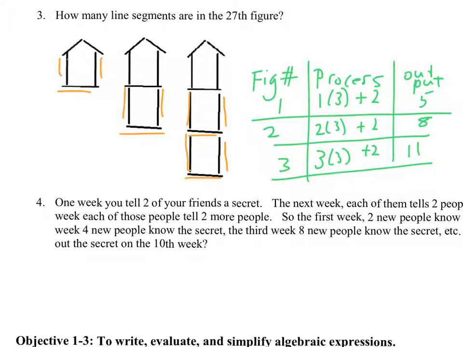So really the 1, 2, 3 in this column would be n, and then the 3 is what stays the same. So our expression could be 3 times n plus 2. Then if n is 27, like they ask for the 27th figure, we would have 3 times 27 plus 2, so we're talking 83 for that one.